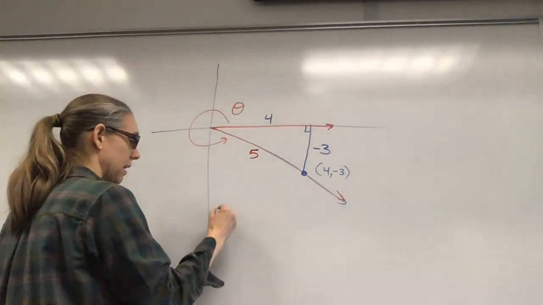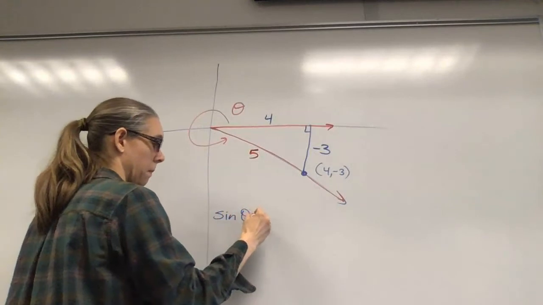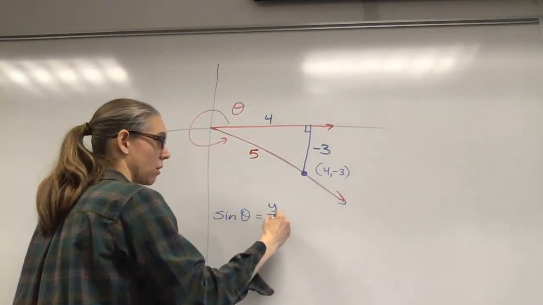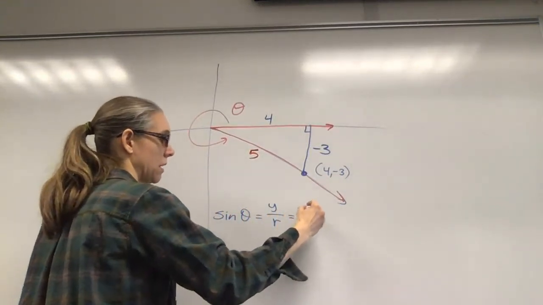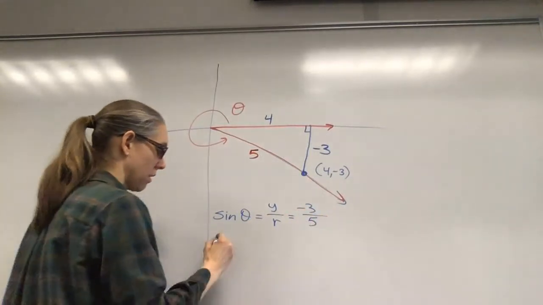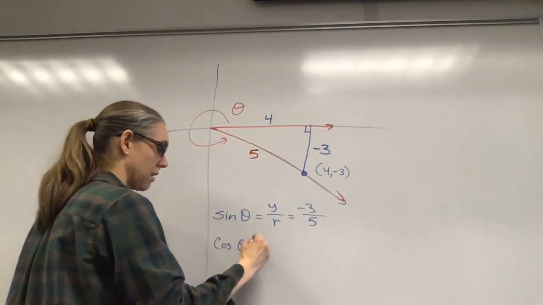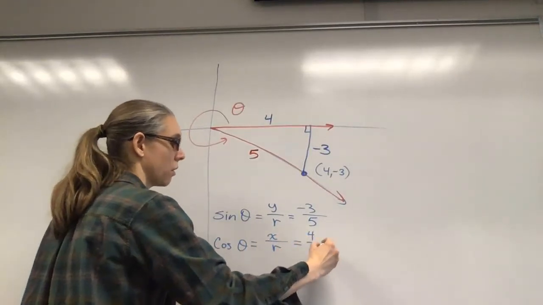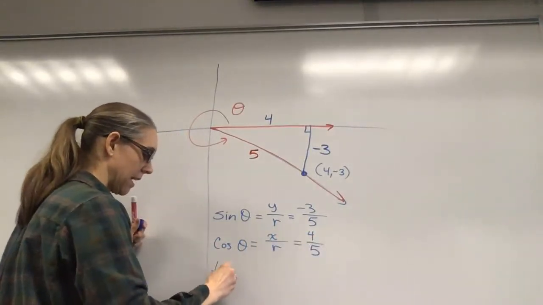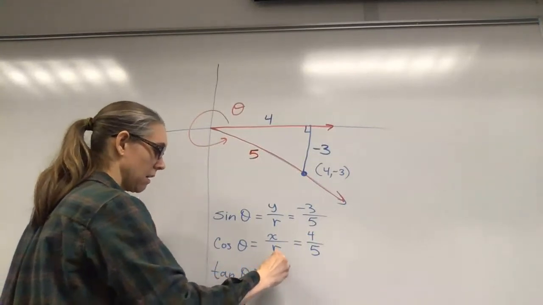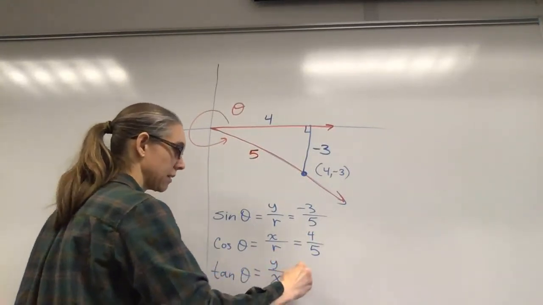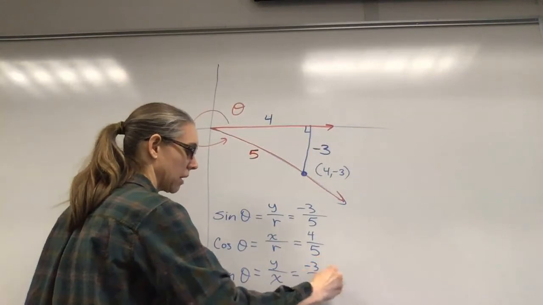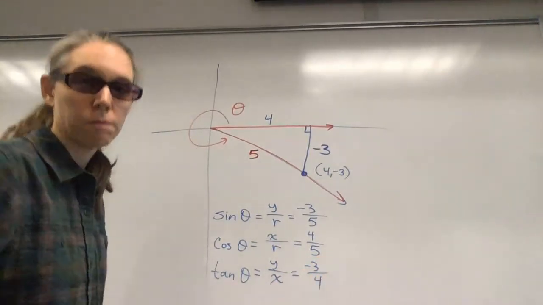Now for sine, cosine, and tangent, remember each of these is going to be a ratio. So sine of theta is y over r, which is going to be negative 3 over 5. Cosine of theta is x over r, which is 4 over 5. The tangent of theta is y over x, which is negative 3 over 4.